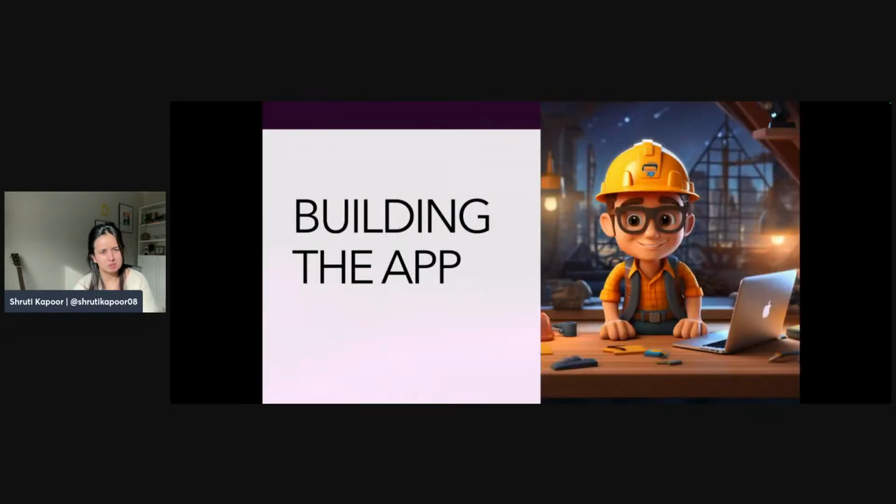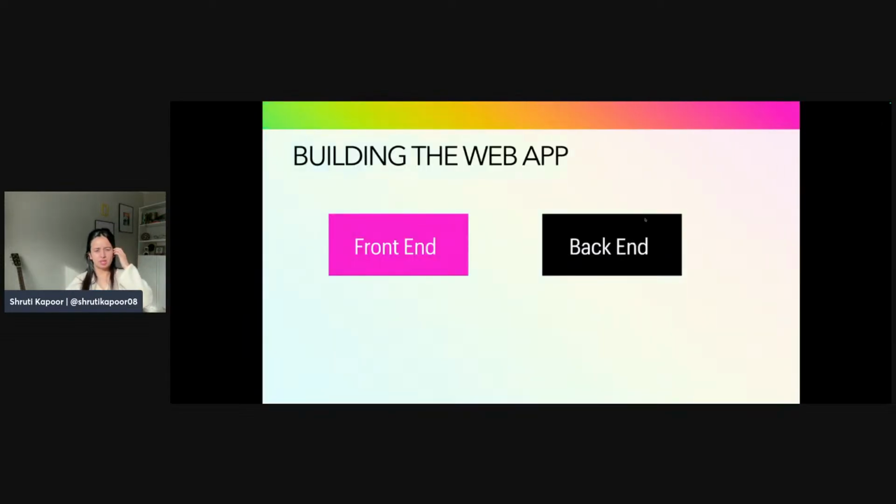Okay, so now let's build the web app. In terms of what the web app would look like, I have broadly divided this into the front end part and the back end part. The front end part, you all know, is the UI. This is the part that you actually see. The back end is the part that integrates with the UI to receive all of the API requests.